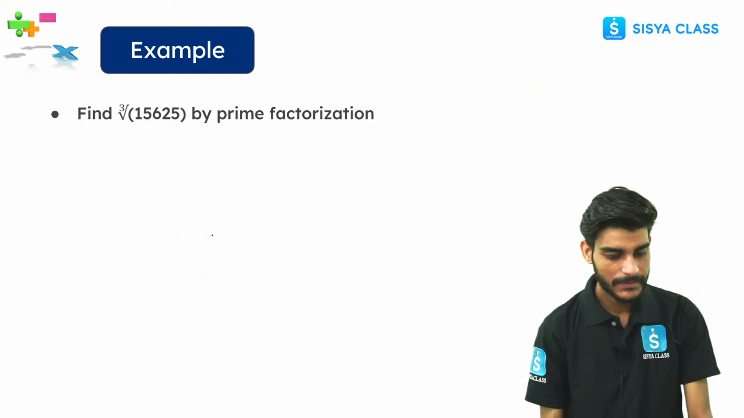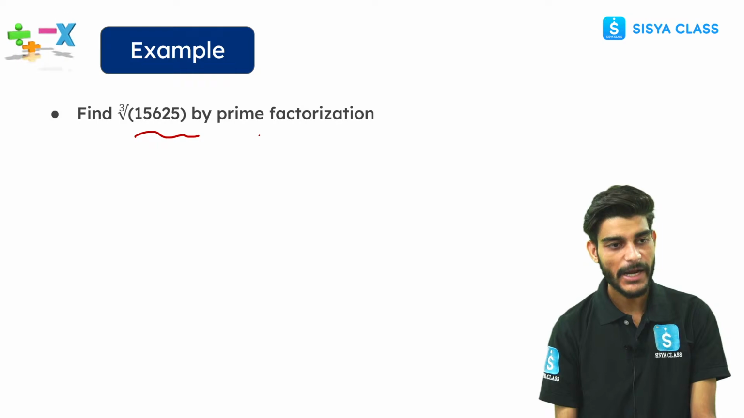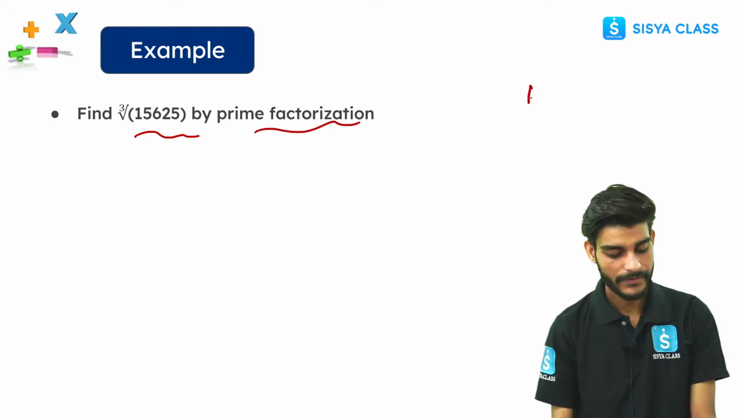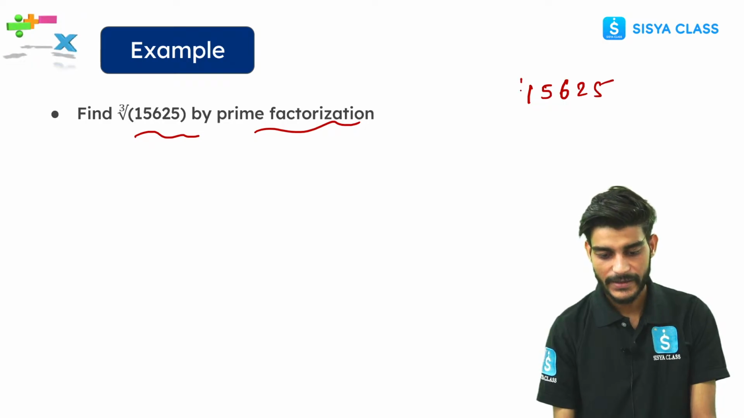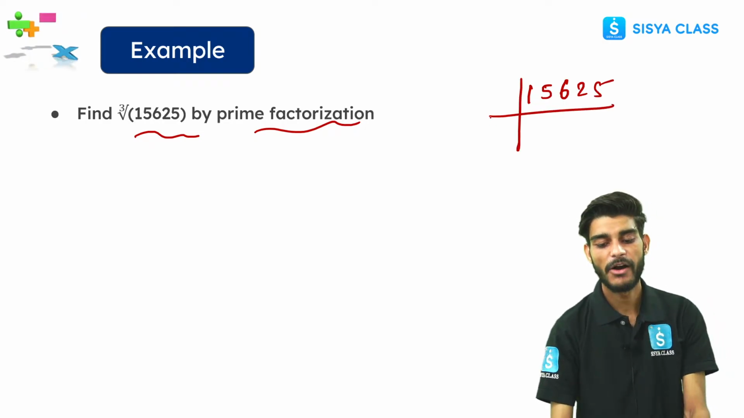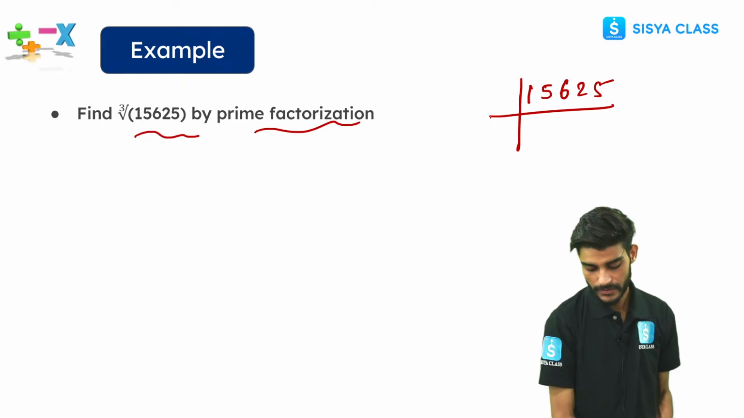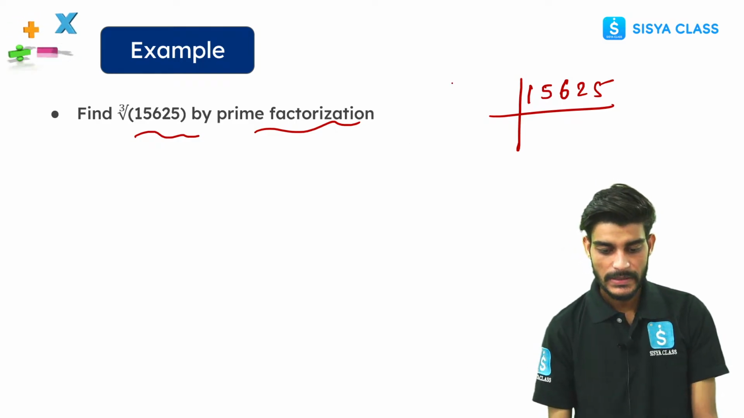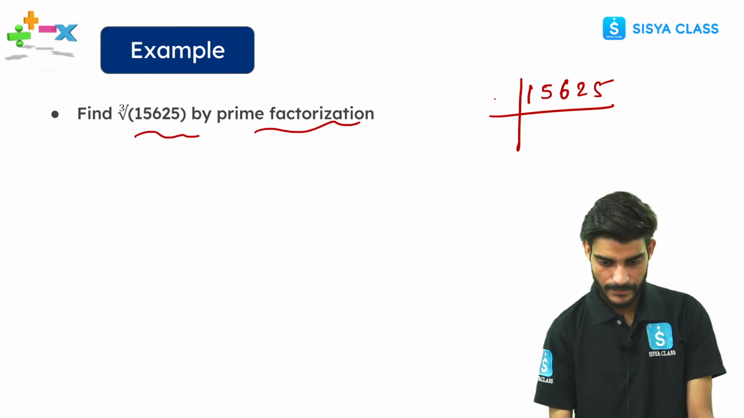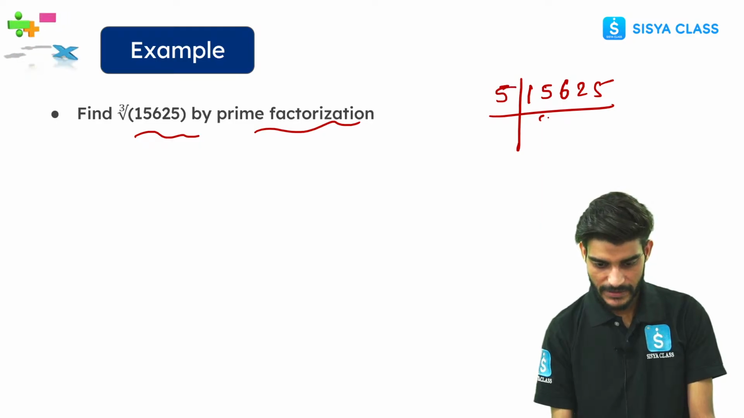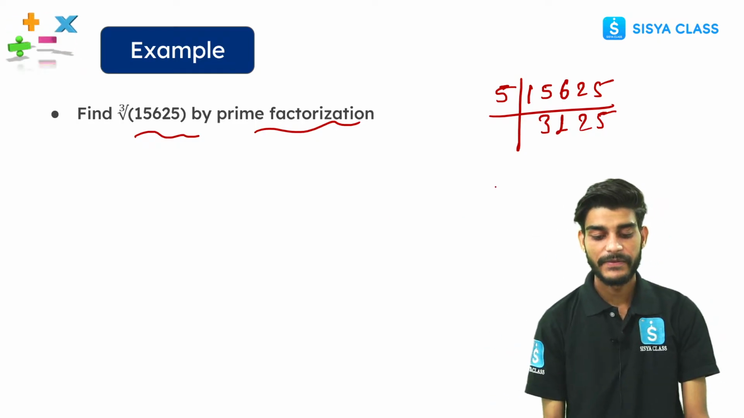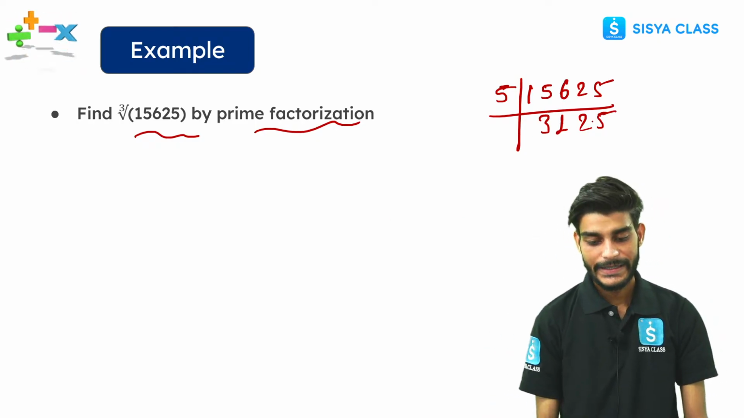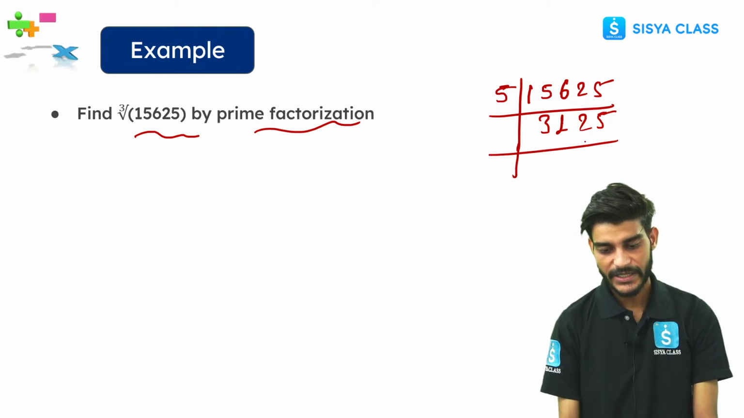Let's solve one more problem. That is, you have to find the cube root of 15625 by the prime factorization method. How will you do it? Check the number by which it is divisible. 5. Let's see. 5 threes are 15, 5 ones are 5, 5 twos are 10, 5 fives are 25. Is this correct? Verify once. Once again, check with 5.